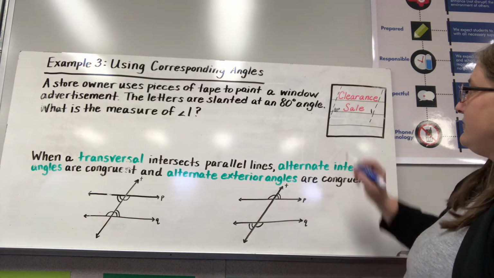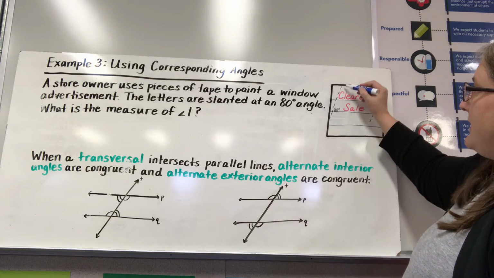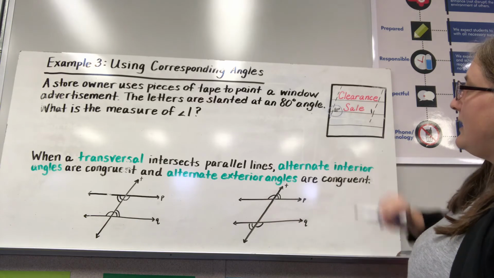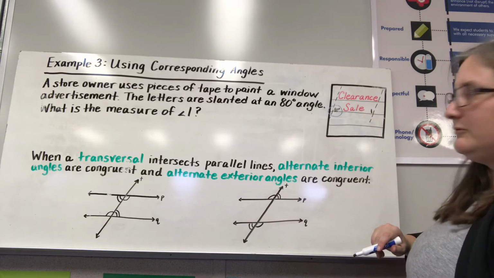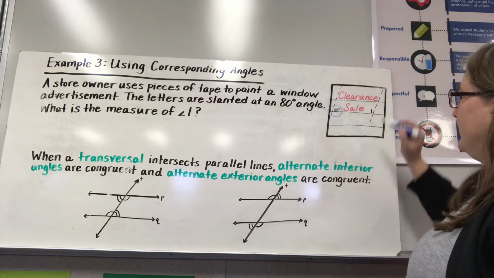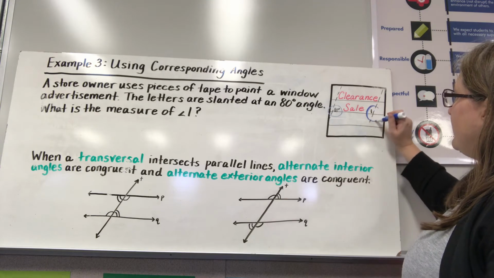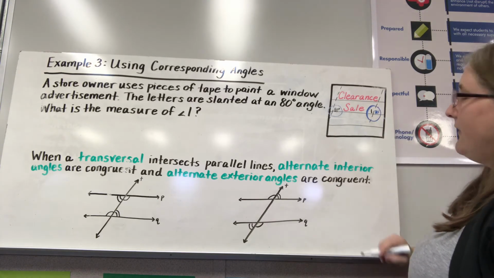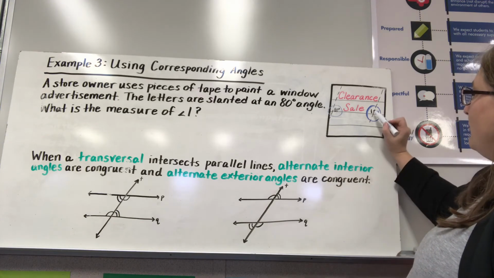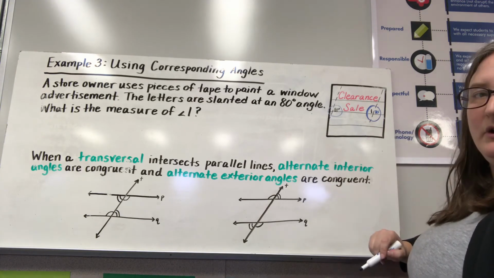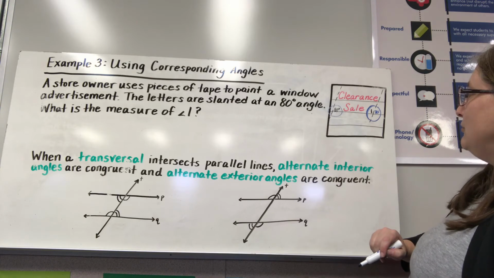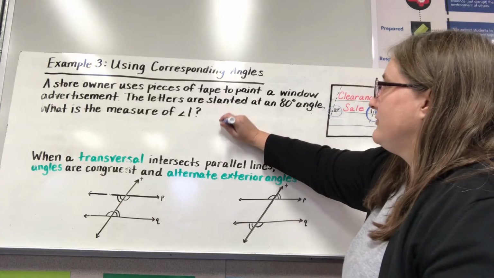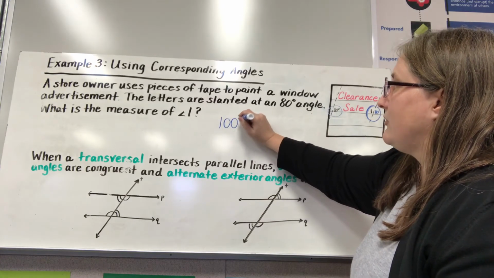So I can use this tape line and this angle line here to view this as a set of 4 angles. And 80 degrees would be in the top right. So when I do the same thing over here, that means this top right angle is 80 degrees. And I notice that angle 1 and the 80-degree angle are supplementary. So if I do 180 minus 80, I'm left with 100 degrees. So the measure of angle 1 is 100 degrees.